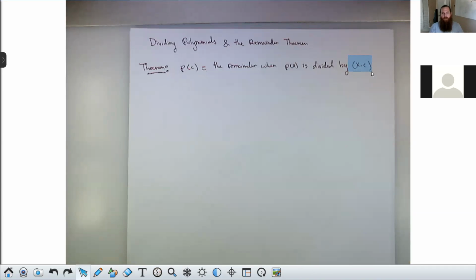If X minus C, this chunk, divides neatly into P of X, that means that X minus C was a factor of P of X. And so the remainder when you divide would be 0. Well, if the remainder is 0 and the remainder is equal to P of C, then P of C has to be 0. In other words, if this is a factor, then P of C is 0. We know that. We know that factors and roots come together. It also works when P of C is not 0.